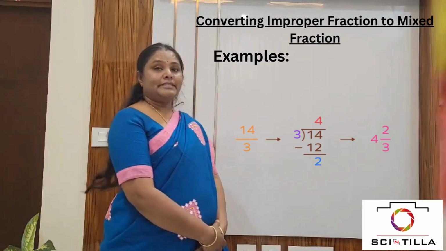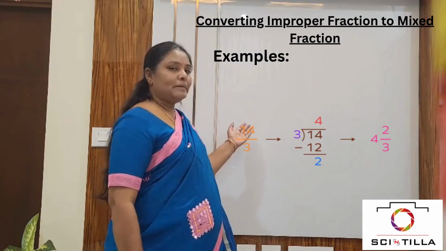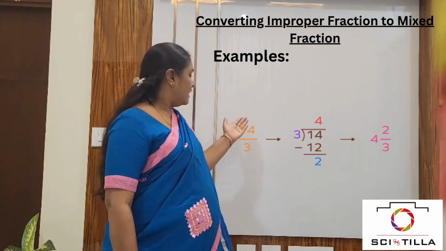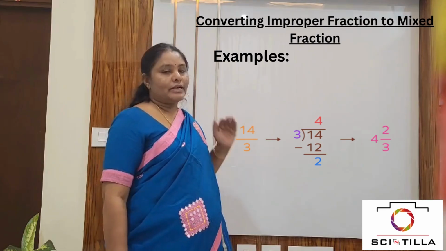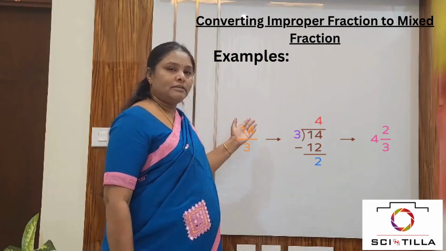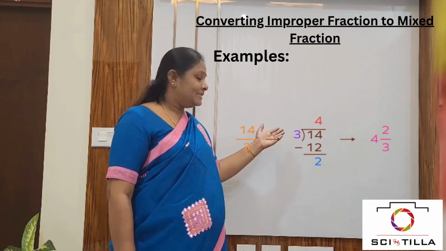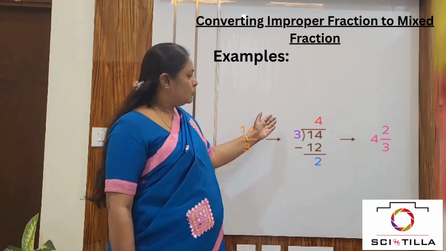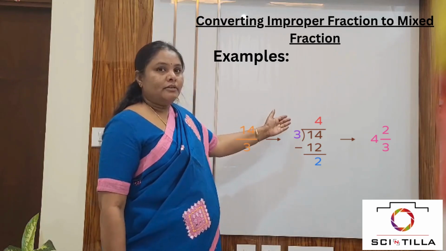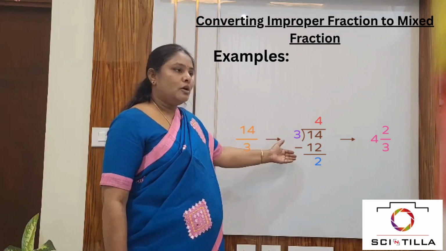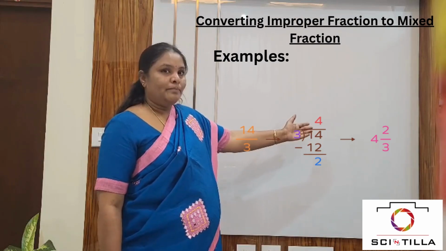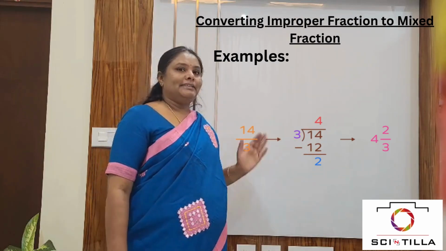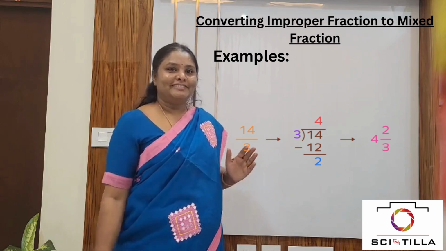Let us see another example. See here 14 by 3. 14 is the numerator and 3 is the denominator. By looking at the fraction, we can say that's an improper fraction. Why? The numerator is bigger than the denominator. What should we do? The next step, divide them. So, 3 4s are 12. So, what is the remainder? 2. How are we going to write this as a mixed fraction? That is 4 and 2 by 3. Are you all clear now?